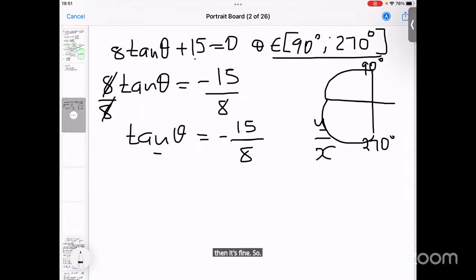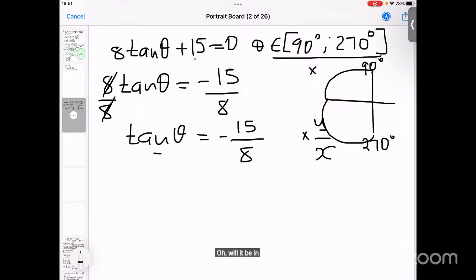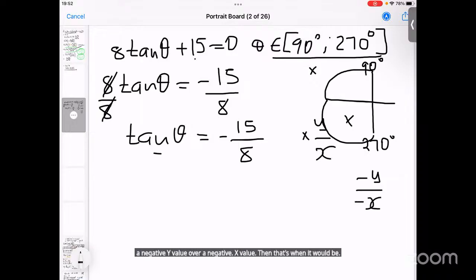So the question now is, will our right-angled triangle fall in the second quadrant, or will it be in the third quadrant? It would be in this quadrant if we had a positive fraction there, because a positive fraction would mean a negative y value over a negative x value. Then that's when it would be in this quadrant.